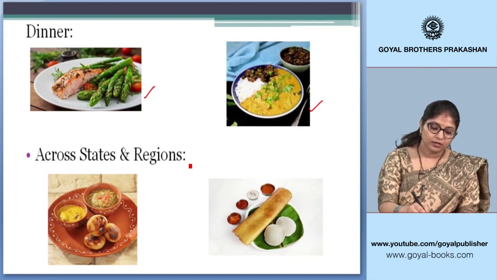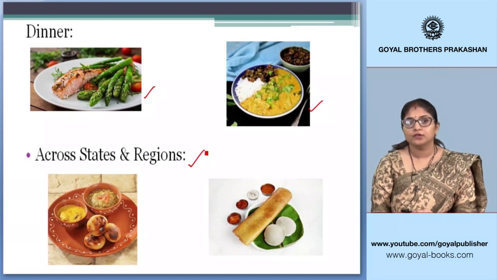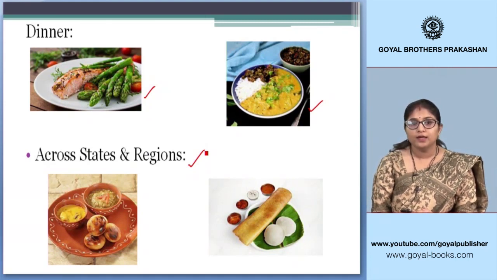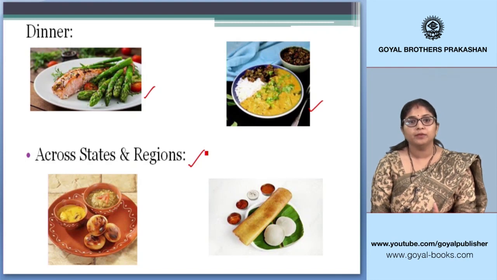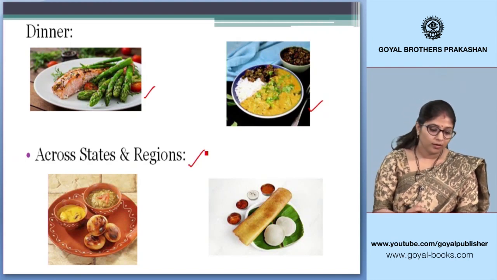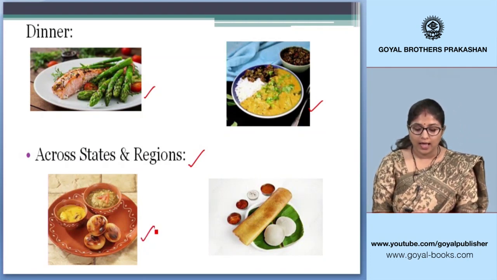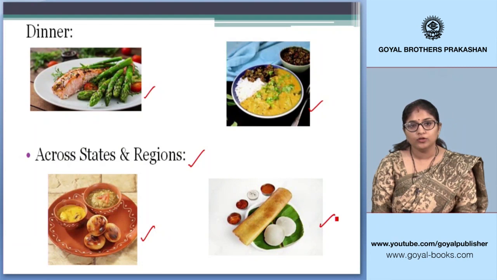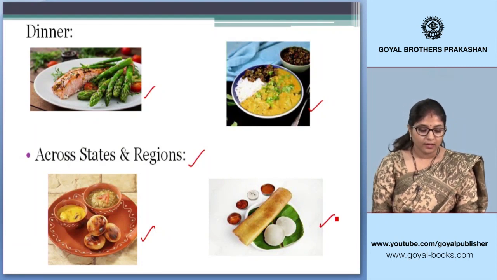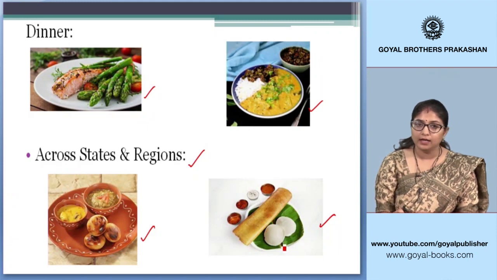Now, the variety of food also changes across states and regions. India is a very diverse country wherein we can see the food and the way the people eat the food changing from one place to the other. You all may recognize this food to be of Bihar origin, and this is a South Indian meal. As you can see, the variety that we have in one state and in other.